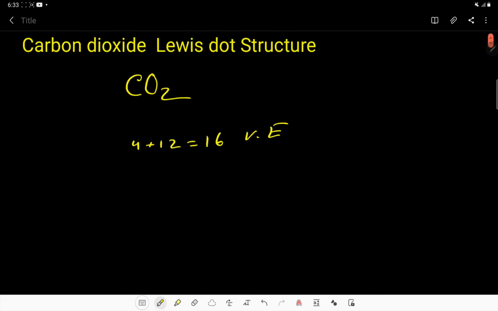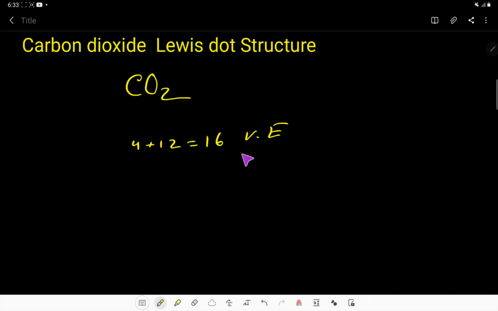These 16 valence electrons have two tasks. The first task is to connect these three atoms together, and the second task is to satisfy the octet for these three atoms, right? So these 16 valence electrons will be used to connect these three atoms and to satisfy the octet for these three atoms. And here the equalization word is important.